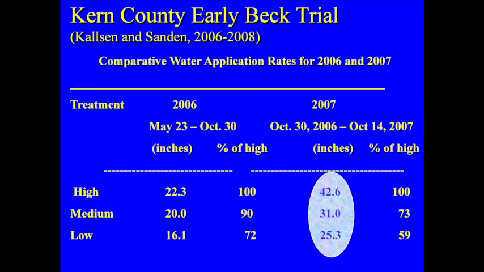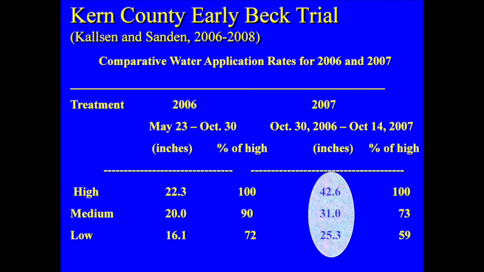So look at a Kern County early Beck trial where we did a difference of 22 down to 16 inches. Not a whole lot of difference in irrigation. That's only 7 inches. I'm sorry, 5 inches, 6. I'll get it right. It's a 6 inch difference in irrigation from May 23 to October 30th. That's when we started the trial here.